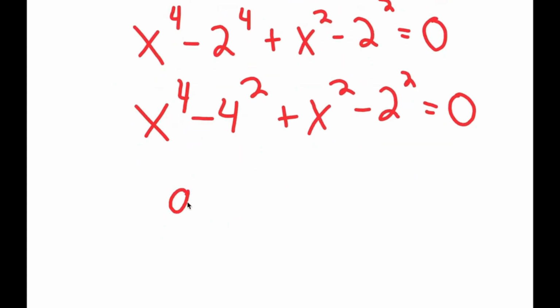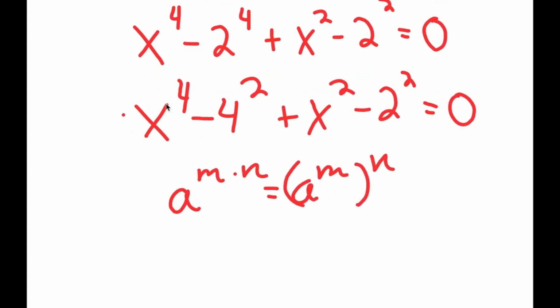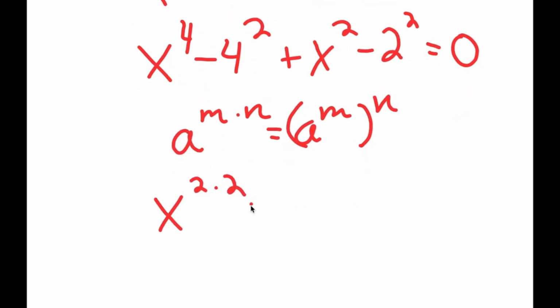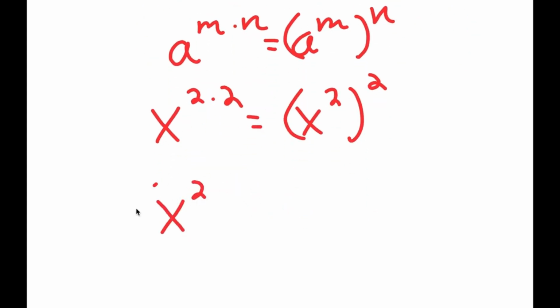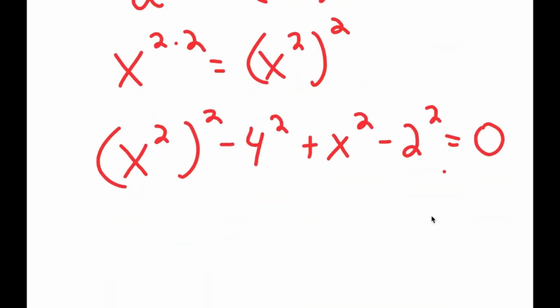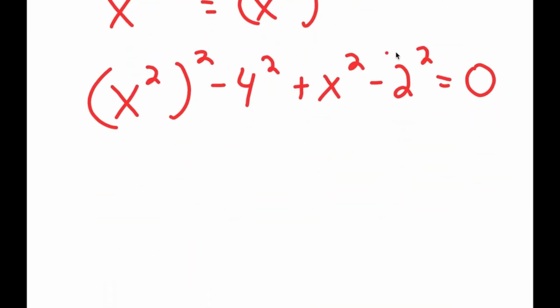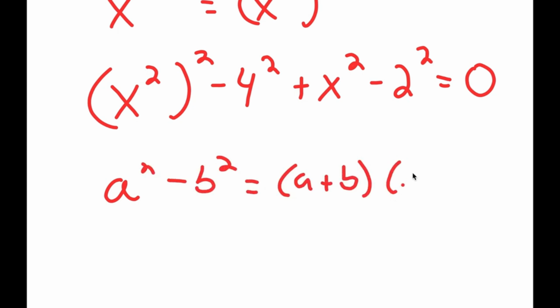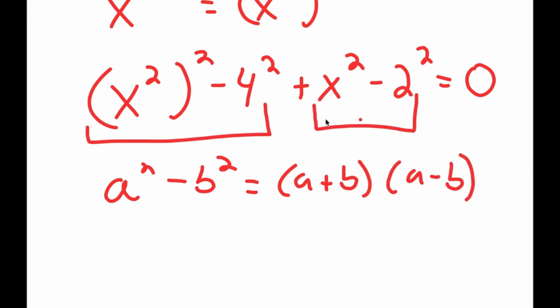Now, if I have something in the form a to the power of m times n, this is equal to a to the power of m to the power of n. So x to the power of 4 is the same thing as x to the power of 2 times 2, which is equal to x to the power of 2 to the power of 2. So now I get x to the power of 2 to the power of 2 minus 4 to the power of 2 plus x squared minus 2 squared is equal to 0. Now notice how everything is in the power of 2, and if I have something in the form a squared minus b squared, this is equal to a plus b times a minus b. So we're going to use this property on these two groups.